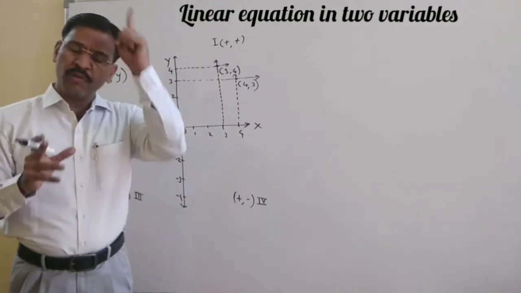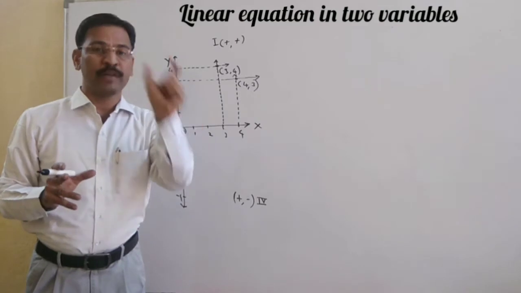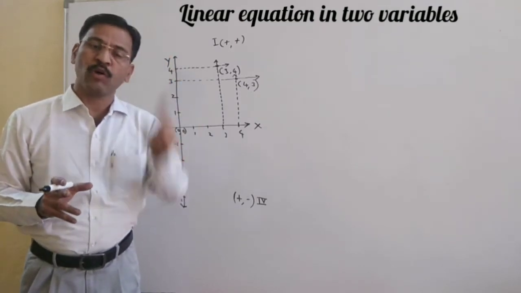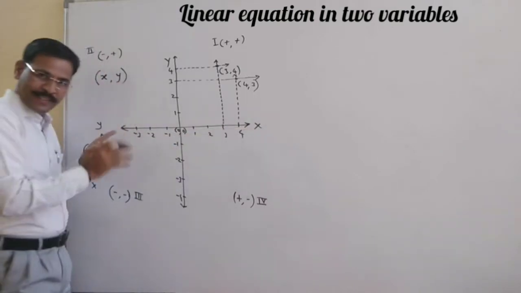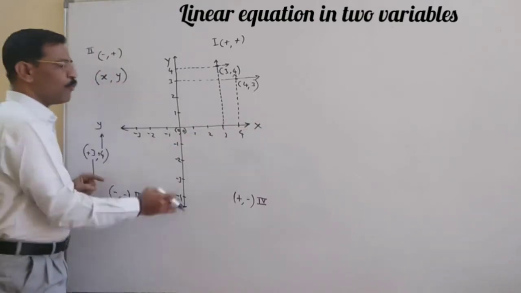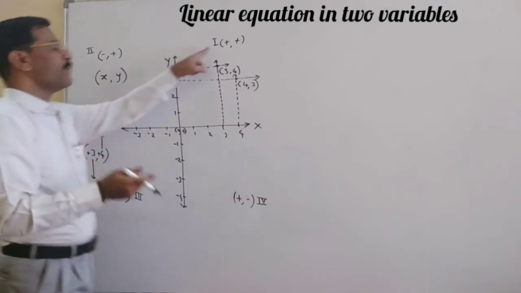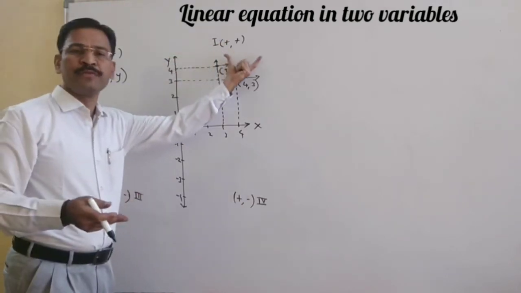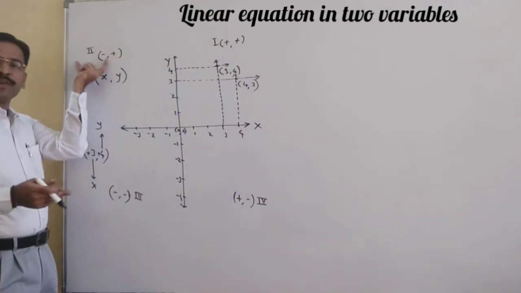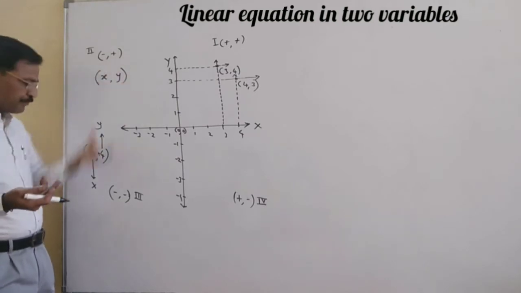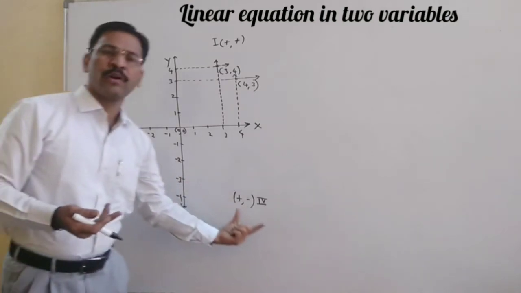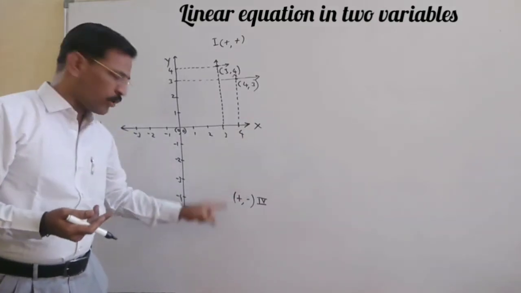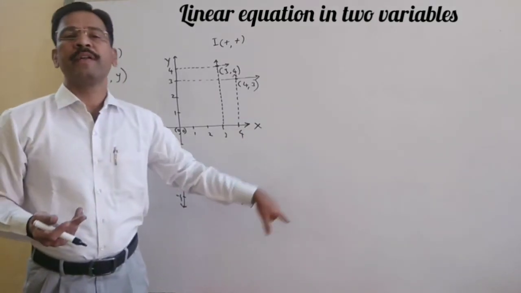So friends, whenever you plot a point on graph paper, always take the x coordinate first, from the x-axis, and the y coordinate from the y-axis. And as you know, in the first quadrant both are positive. In the second quadrant, the first one is negative and then positive. In the third quadrant, both are negative. And in the fourth quadrant, the first one, the x coordinate, is positive and then the y coordinate is negative.